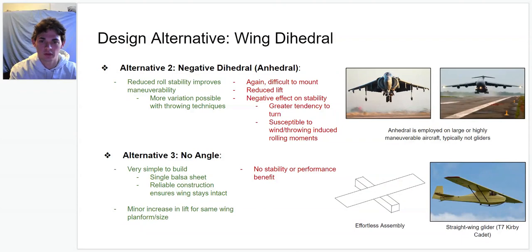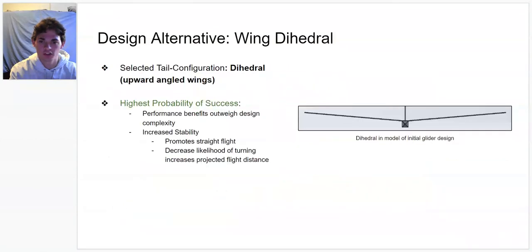No wing angling would provide for the easiest assembly and no impact on lift. However, the glider would benefit from neither improved stability or maneuverability. I chose to implement dihedral to promote straight flight, a performance requirement, and because the additional design complexity was manageable.